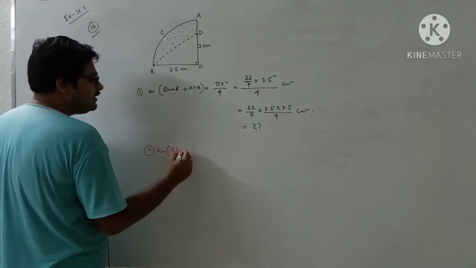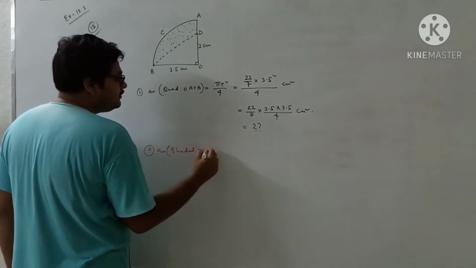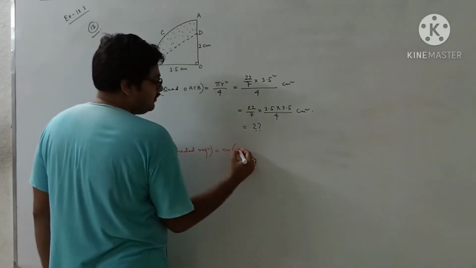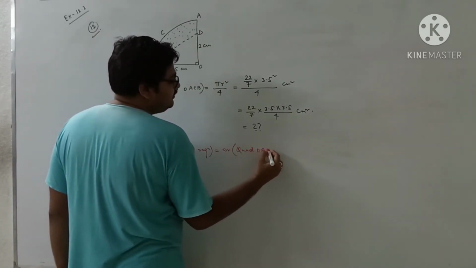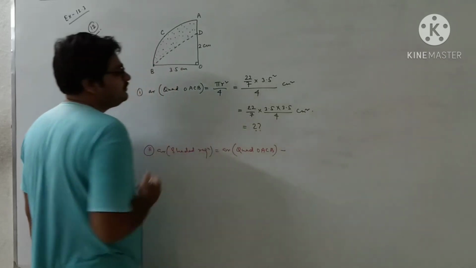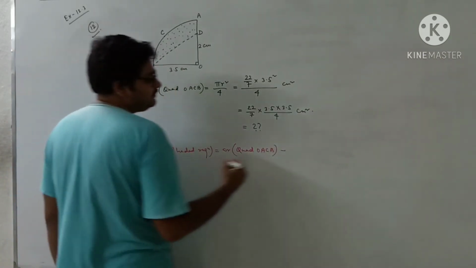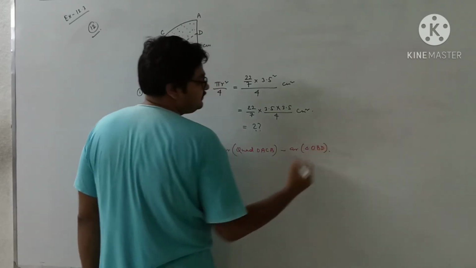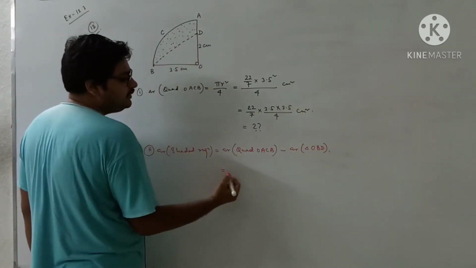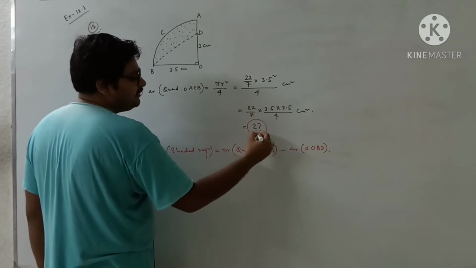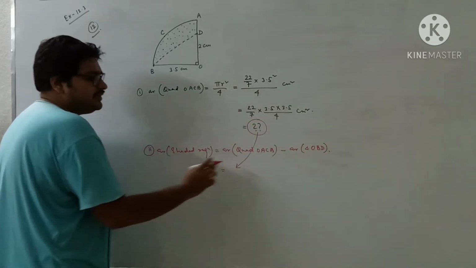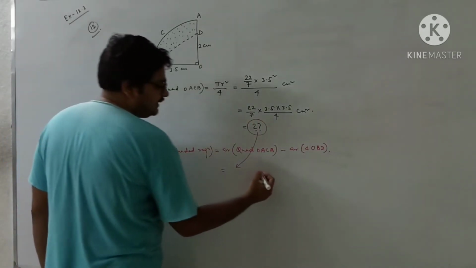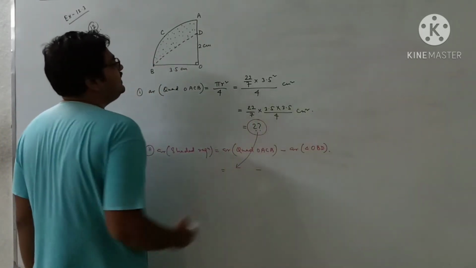Area of shaded region equal to area of quadrant OACB, which I already got here, minus area of triangle OBD. Look at now. Quadrant area of OACB you are just getting here. Put the value yourself. What value are you getting here? Put that value, minus area of triangle OBD.